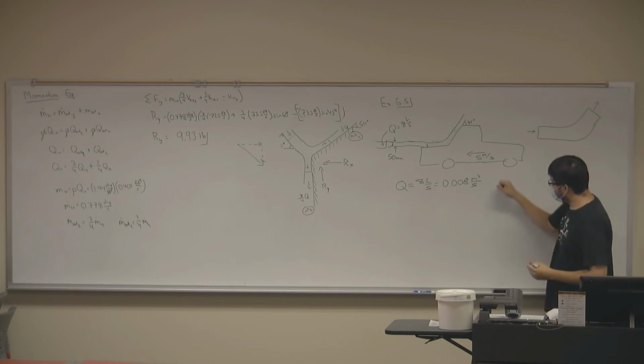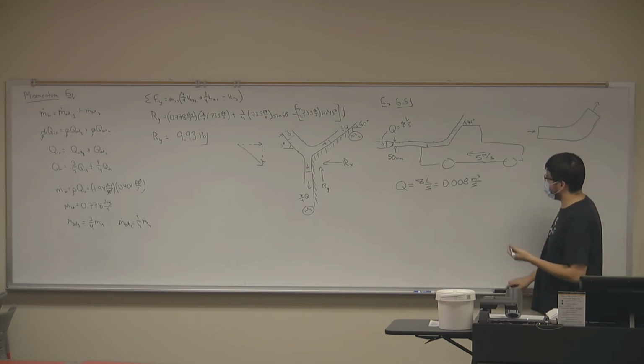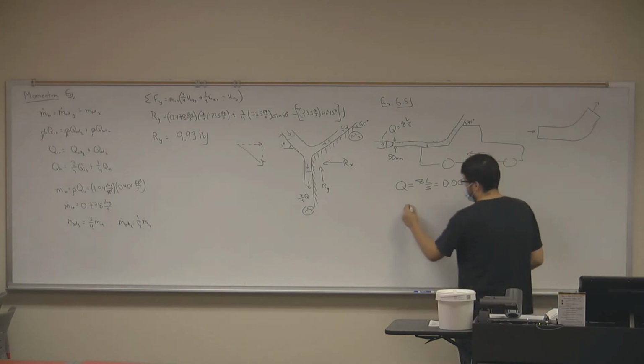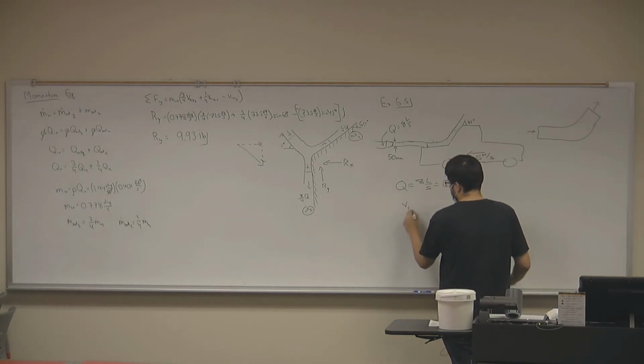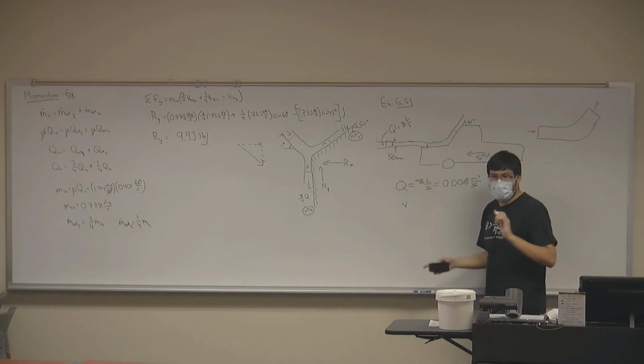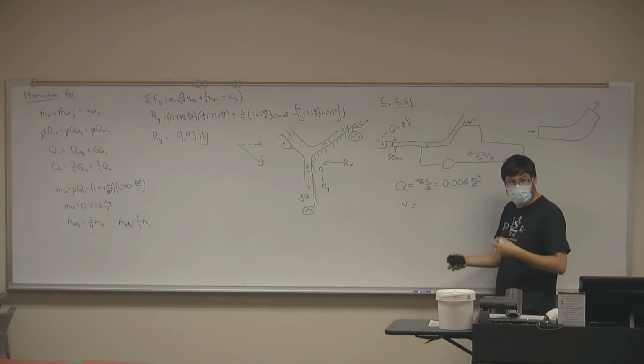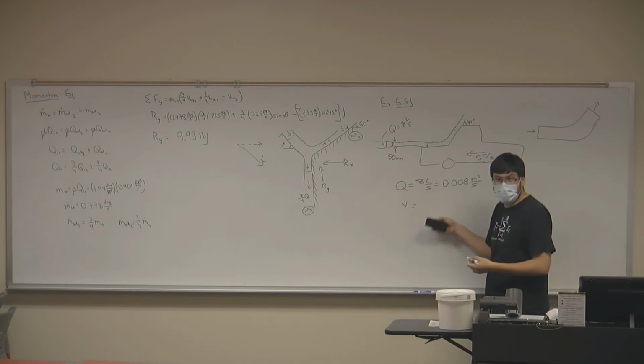Okay. All right. 0.008 cubic meters per second, that's good. Let's go ahead and calculate that velocity entering the control volume. Maybe not entering the control volume. Let's just calculate the velocity of the fluid leaving the hose for now. So leaving the hose, the velocity is equal to what? How do I calculate it? Q over A. Okay, good.